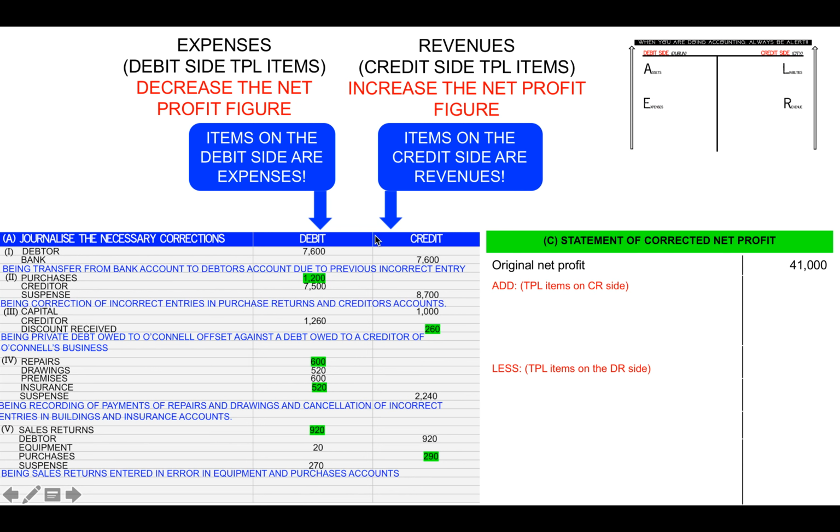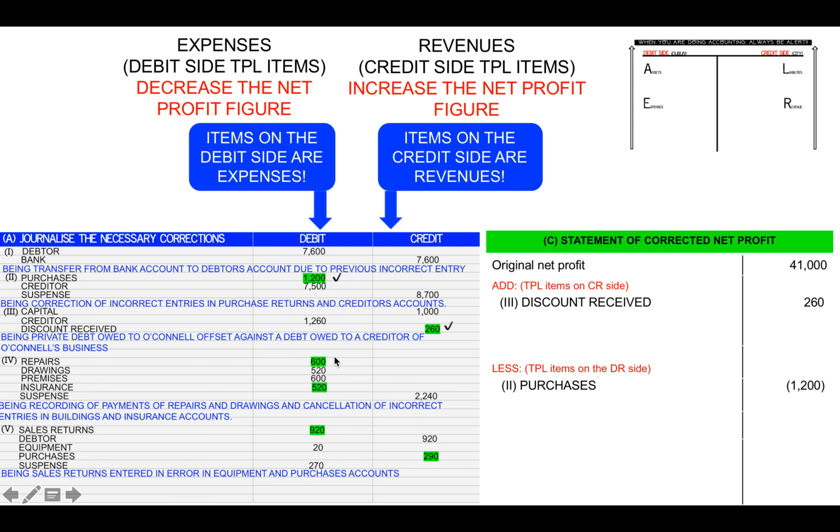All right, so let's get started. Number 2, purchases. That is going to reduce my net profit figure. So number 2, purchases, minus 1,200. Number 3, we've got discount received on the credit side. That is going to increase my net profit figure. So discount received, 260, increase there.